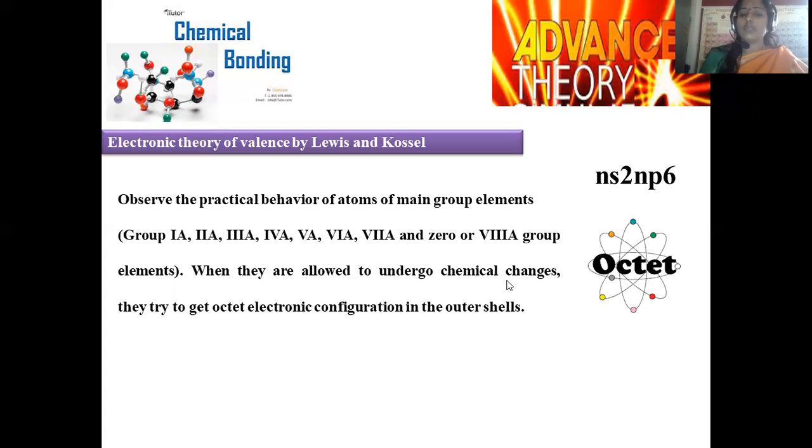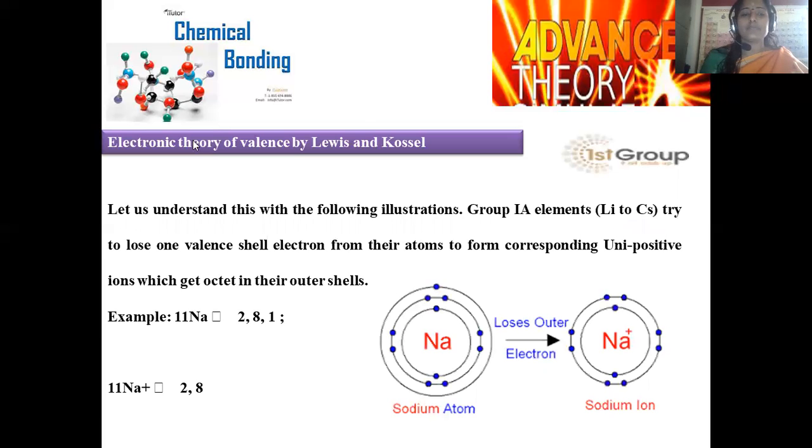and the remaining ones are collectively known as the p block elements. When they undergo chemical changes, they try to get the octet configuration in their outermost shell. What is an octet? ns²np⁶ electronic configuration. This is known as the octet, where 8 electrons are required in the outermost shell.